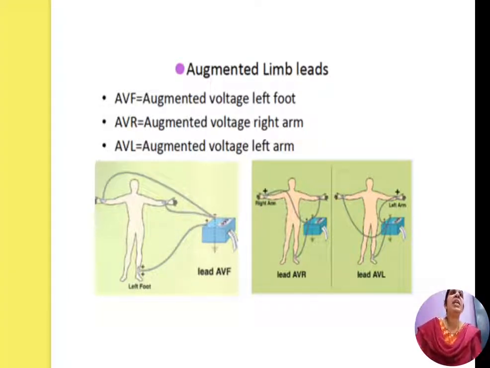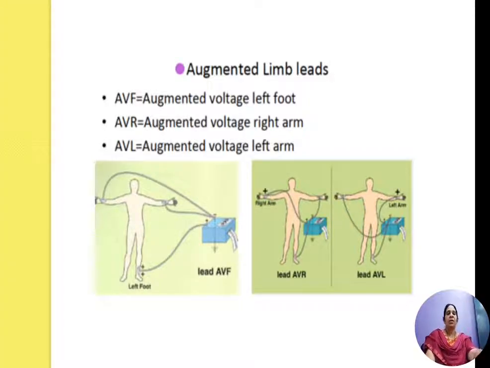When it is lead aVR, it is augmented voltage right arm. So one of the terminals is voltage from the right arm, and the other terminal, the central terminal, is between the left arm and the left leg. Then augmented voltage left arm will be one of the terminals, and the other terminal is the central terminal formed by connecting the right arm and left leg.